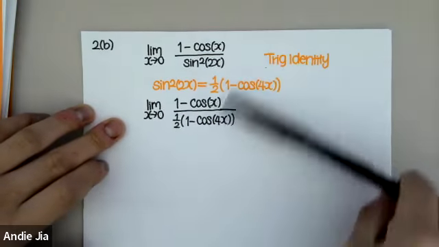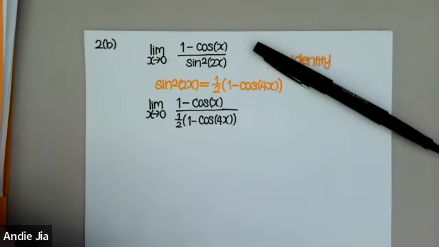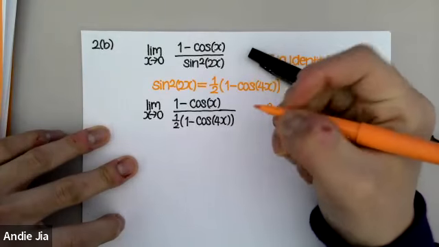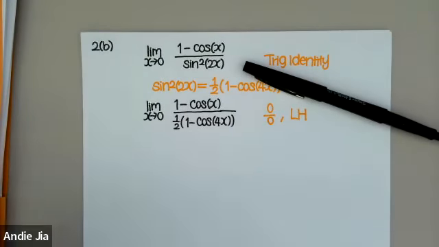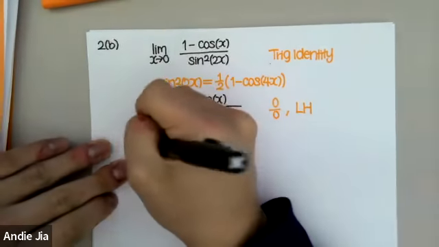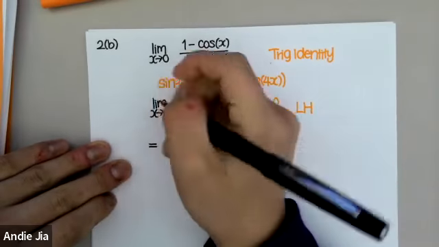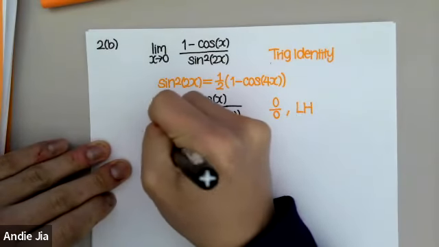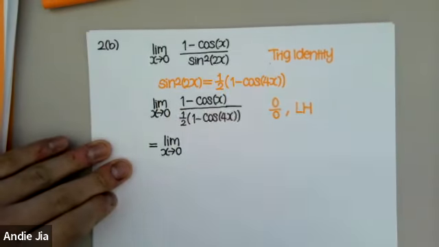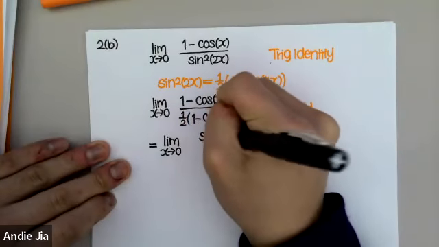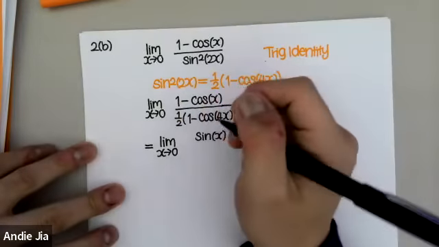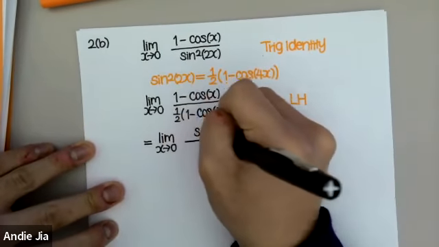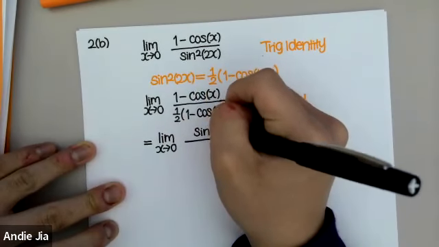The 4x indeterminate form is a 0 over 0 limit. These are L'Hopital's rules. So a limit as x approaches 0 is going to be like sine of x. We distributed this, so it's going to be negative. So it's going to be 2 sine of 2x. So it's going to be 2 sine of 4x.